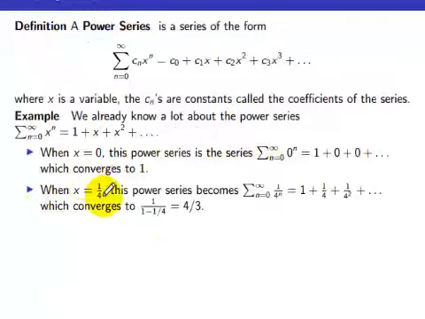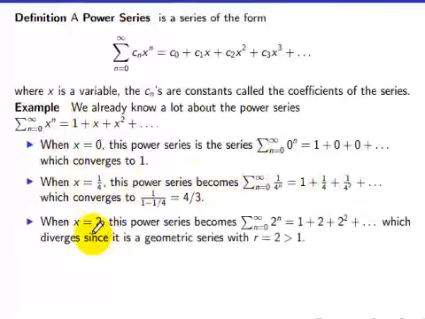And if you plug this number into the series, you get a geometric series. Then, because the common ratio is less than 1, that means this infinite series is convergent. So the sum of this series is equal to this. That means, when x is equal to 1/4, this power series converges to this number.